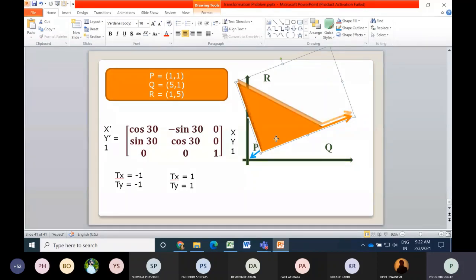After performing calculations, you will find that P coordinates remain the same and Q will be different, R will be different. So this will be your sequence: first step, second step, and third step. Translate, rotate, and inverse translation. So how can calculations be done?